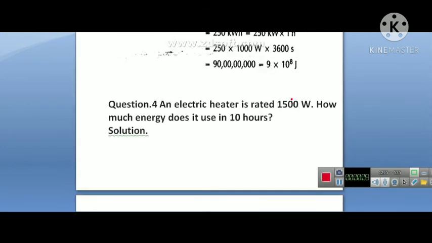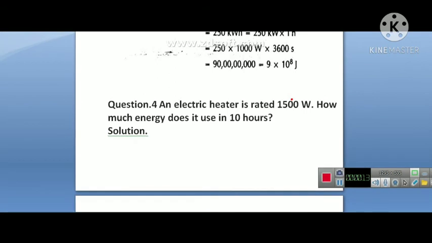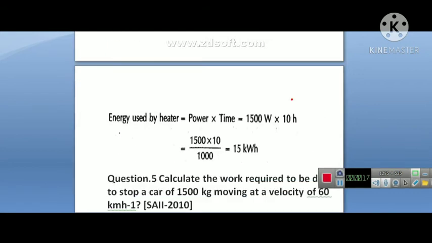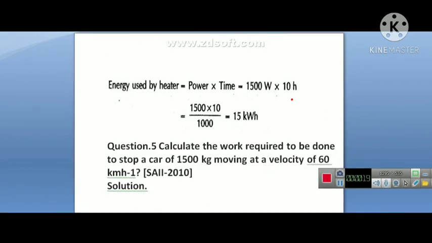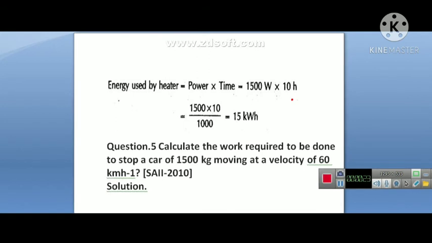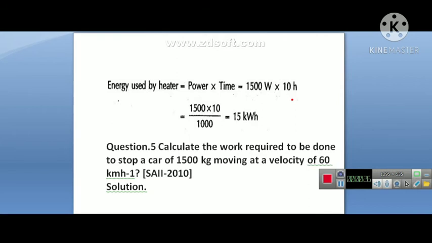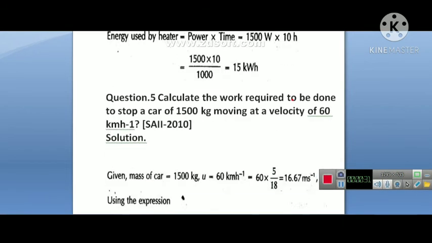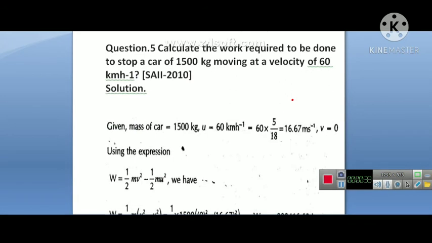Now next question number 4. An electric heater is rated 1500 watt. How much energy does it use in 10 hours? So power is 1500 watt, and in 10 hours, that is converted into kilowatt hour, and its answer is 15 kilowatt hour.